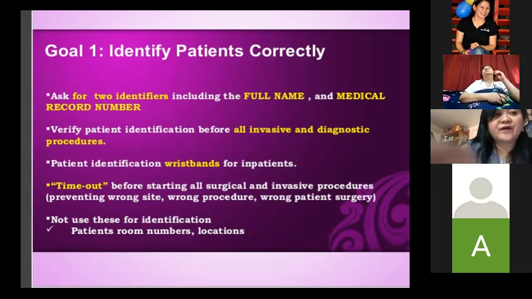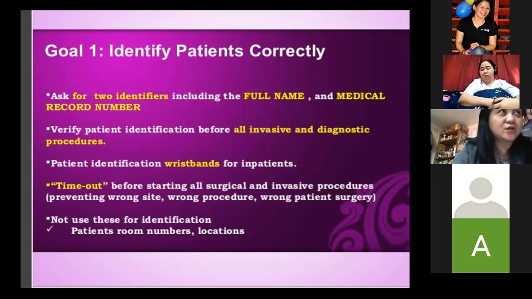And you have to verify the patient identification before you do the procedure, or before you bring the patient to X-ray, or before you bring the patient to OR. You have to check the identification. You check the wristband, if he is really the patient, baka naman nakuha mo sa kabila kasi sharing sila, iba yung nakuha mo. So you have to check the wristband of the patient.